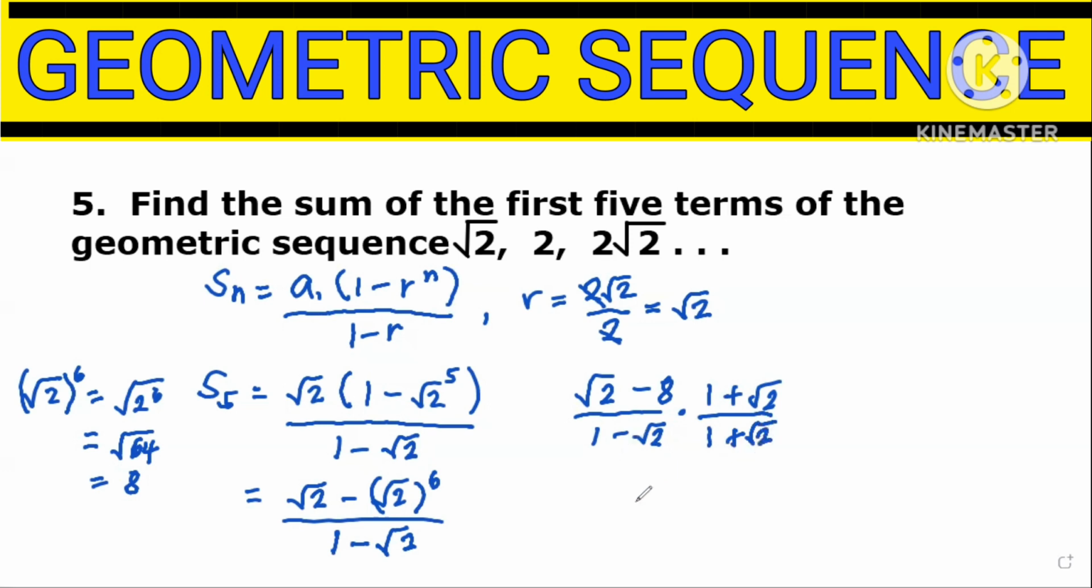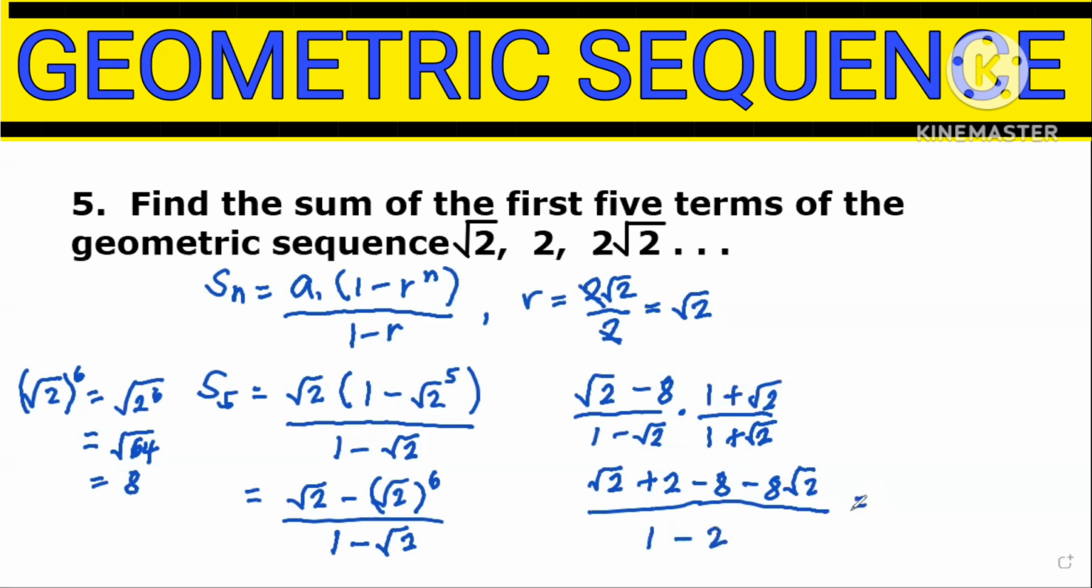So, applying the FOIL method, first term, square root of 2 times 1 is square root of 2. Outer term, square root of 2 times square root of 2 is positive 2. Inner, negative 8 times 1 is negative 8. And the last term, negative 8 times square root of 2 is negative 8 square root of 2. Over, since this is a product of sum and difference, we only need to multiply the first terms and the last terms. So 1 times 1 is 1. Negative square root of 2 times square root of 2 is negative 2.